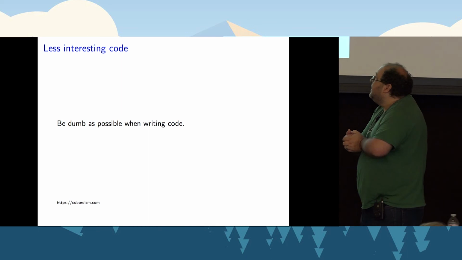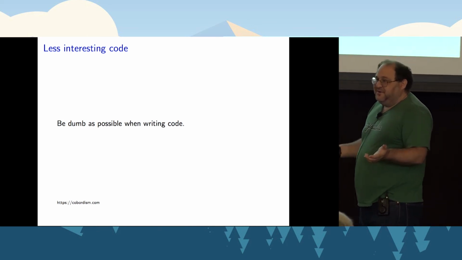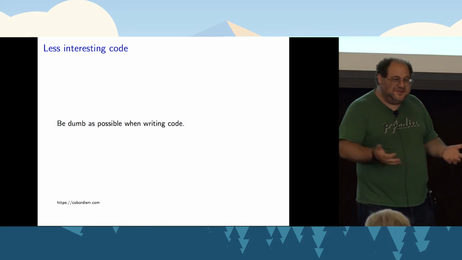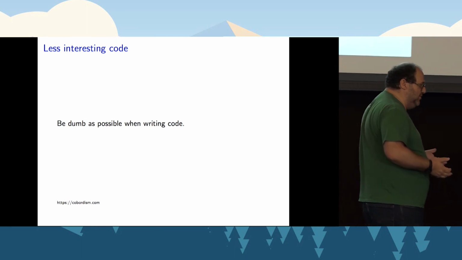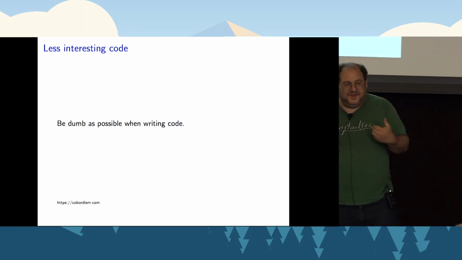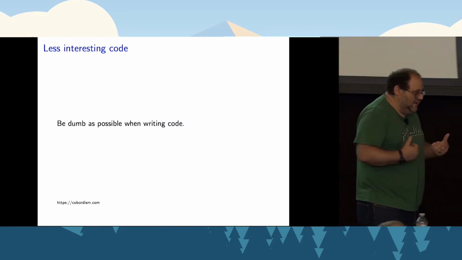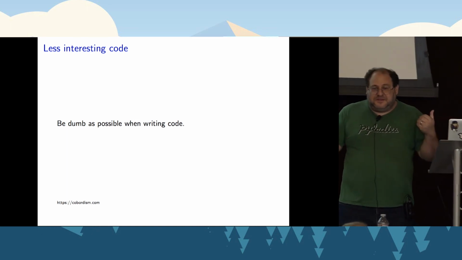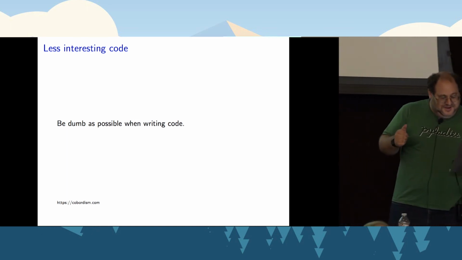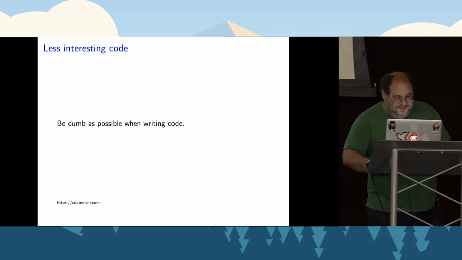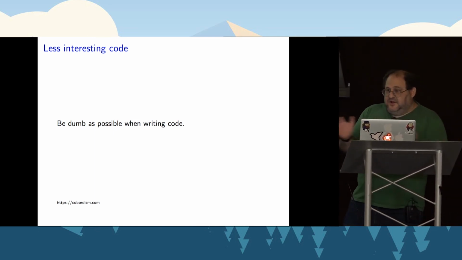And so I want to encourage all of you to write less interesting code that will lead to less interesting debug sessions at 4 a.m. in the morning, because it's probably going to be me debugging it at 4 a.m. and I really, really like sleeping. So be as dumb as possible when you're writing the code so I can understand it at 4 a.m. And that's it. That's all I have to say.